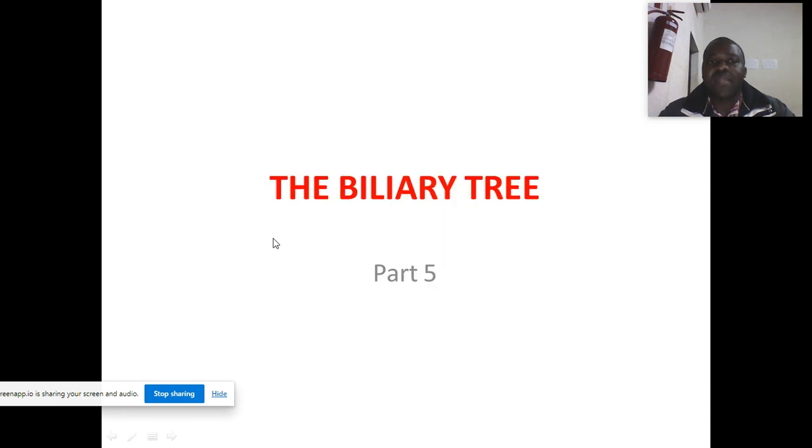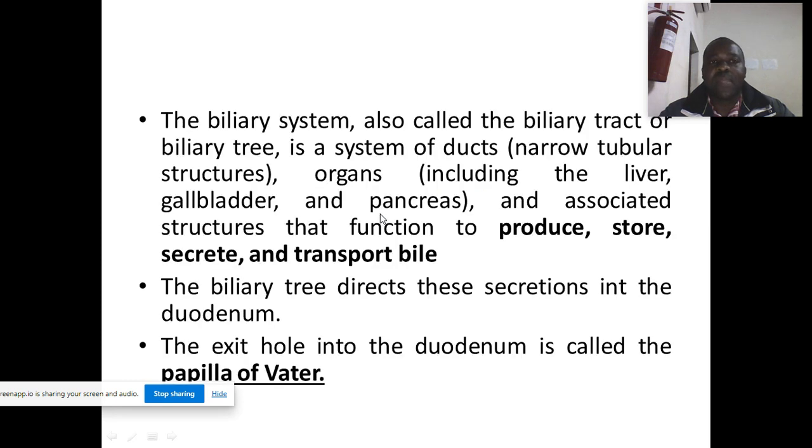Okay, now let me describe the biliary tree. First and foremost, it's not that there's a tree in the body, no. The structure is just shaped like a tree, just like the bronchial tree of the respiratory system.